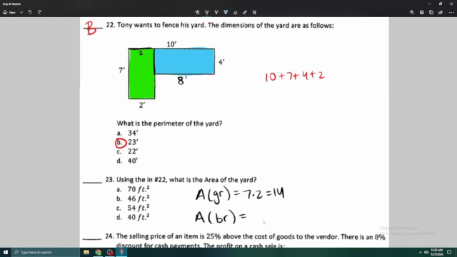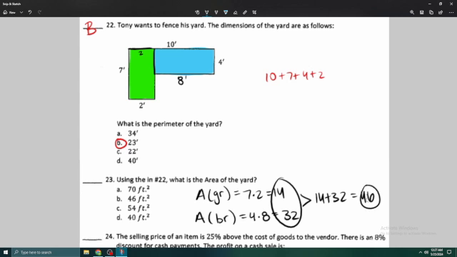So area of the blue rectangle is 4 times 8, again, just length times width, right? Length times width of the blue rectangle, which is 32, and then we're going to add these two numbers together. 14 plus 32 equals, why can't I think today? 46? 46 square feet. Answer should be B.